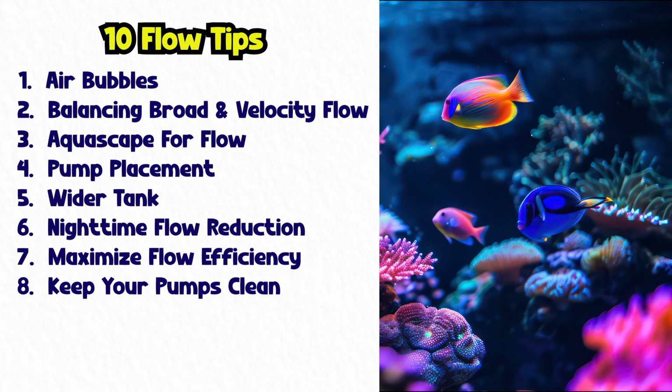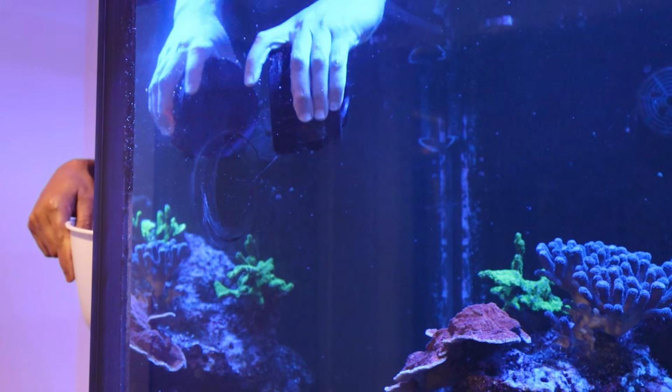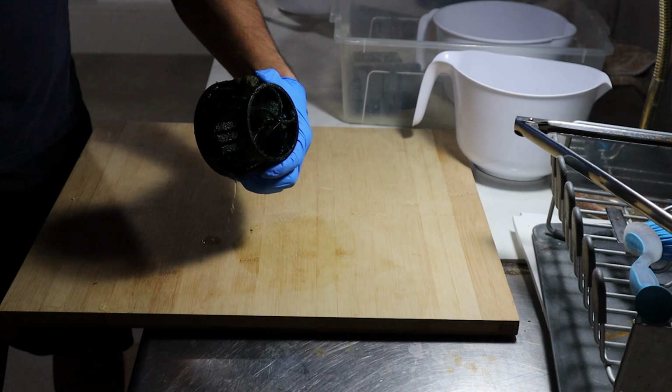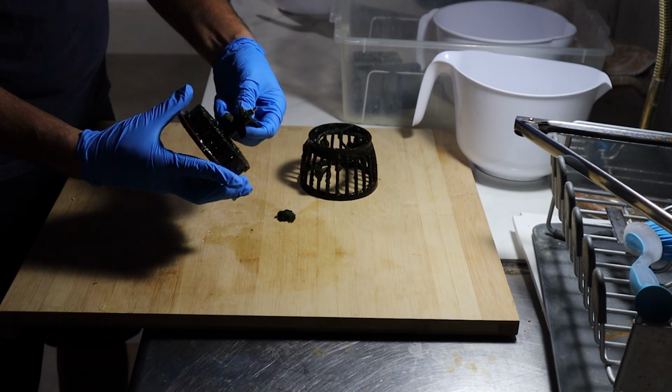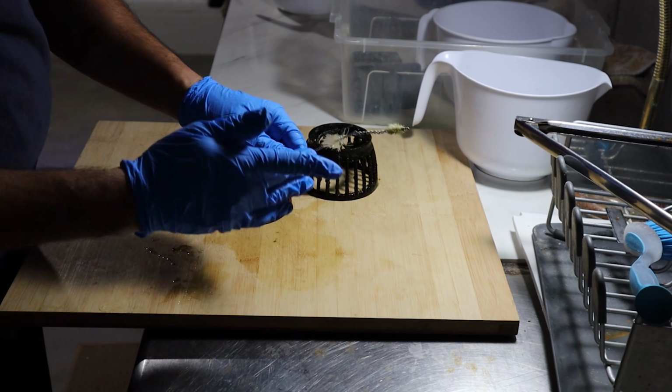Number 8. Keep your pumps clean. Currently, I have to clean my MP60s every 2 to 3 weeks because they accumulate so much junk and the flow gets reduced pretty quickly. When I don't have time to pull out the entire unit, I'll just remove the weir and give it a clean. Even that small step helps boost the flow.